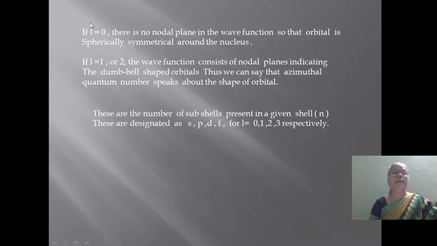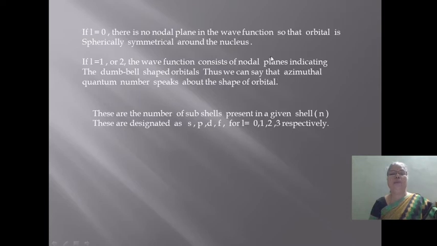If l equals 0, it indicates that there is no nodal plane in the wave function, so the orbital is spherically symmetrical around the nucleus. If l equals 1 or 2, the wave function consists of nodal planes, indicating dumbbell-shaped orbitals. Thus, we can say that the azimuthal quantum number speaks about the shape of the orbital.